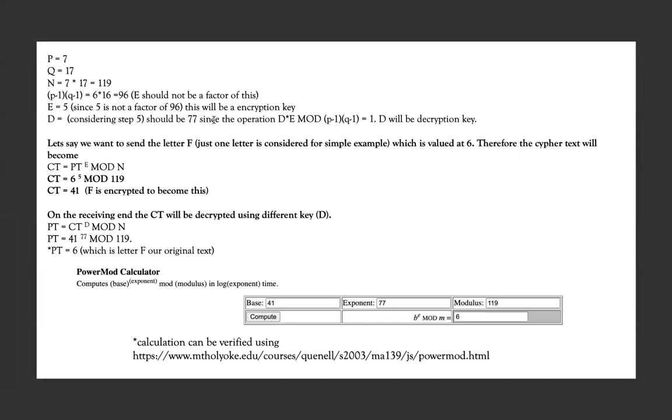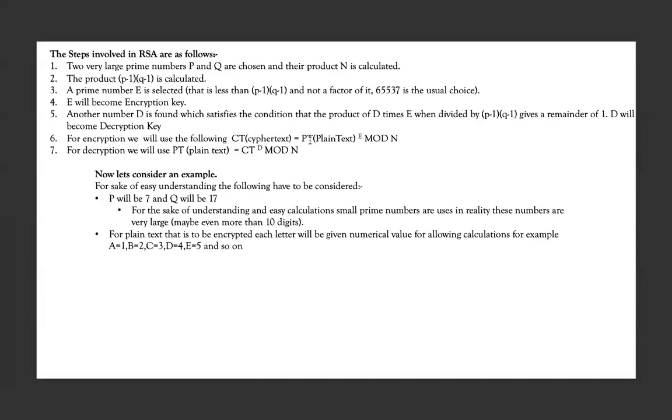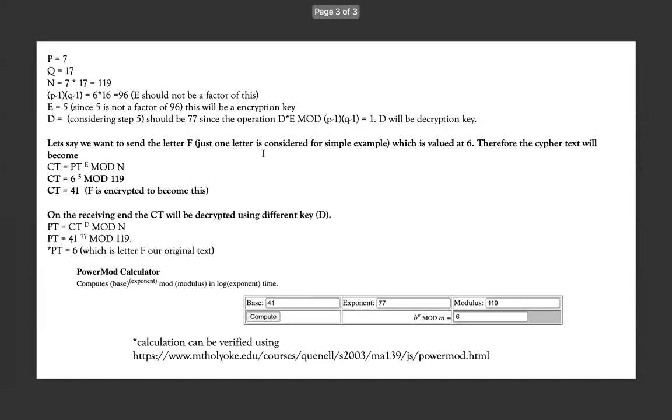Now, I have D, the decryption key. I have E, the encryption key. I have the methods of encryption and decryption. Now let's work out this example, right?